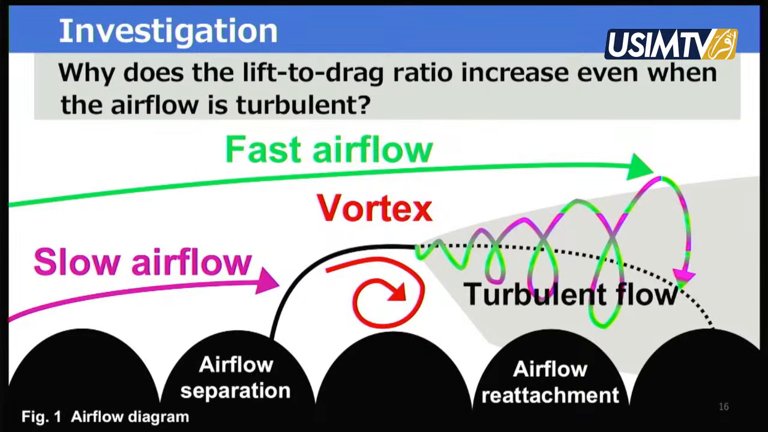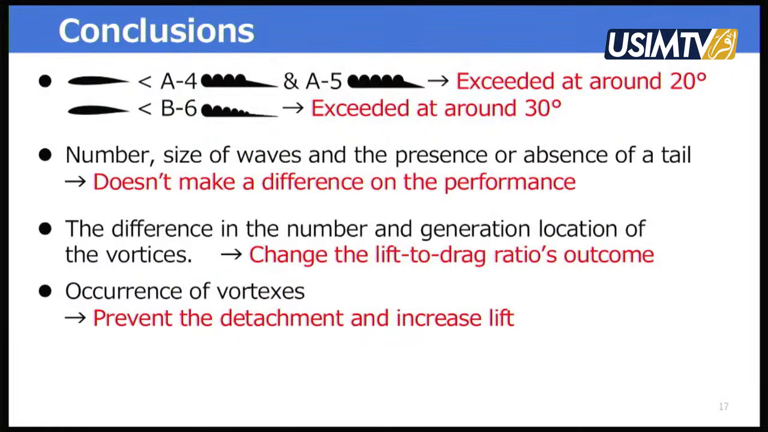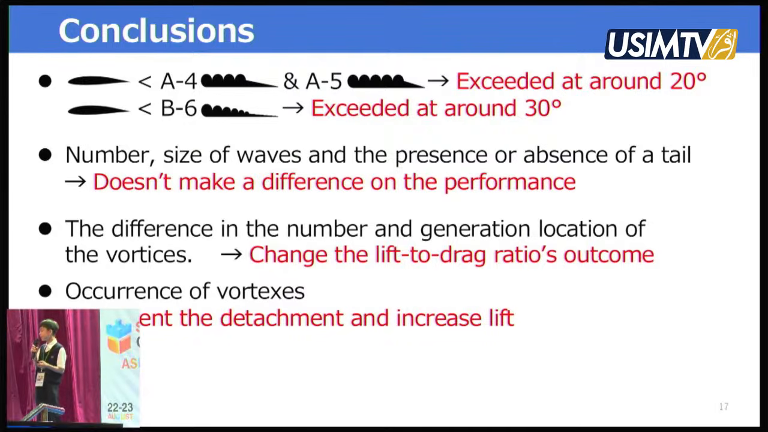And for conclusions, A4, A5, and B6 exceeded the baseline airfoil. The number and size of waves, or the presence or absence of a tail, doesn't make a difference in performance, and the difference in the number and generation location of vortices changes the lift-to-drag ratio's outcome. The occurrence of vortices prevented flow attachment and increased lift. As a result, B6 was the best airfoil candidate for this experiment.